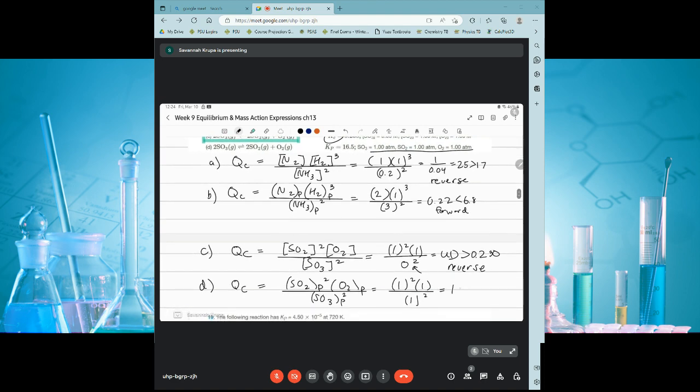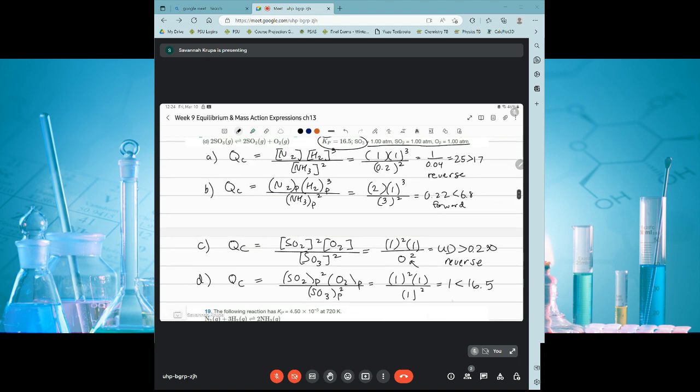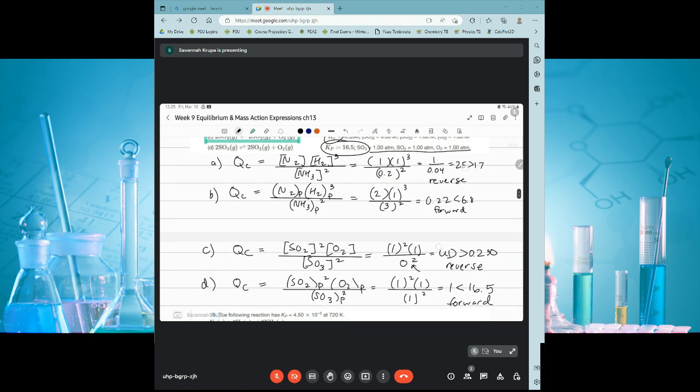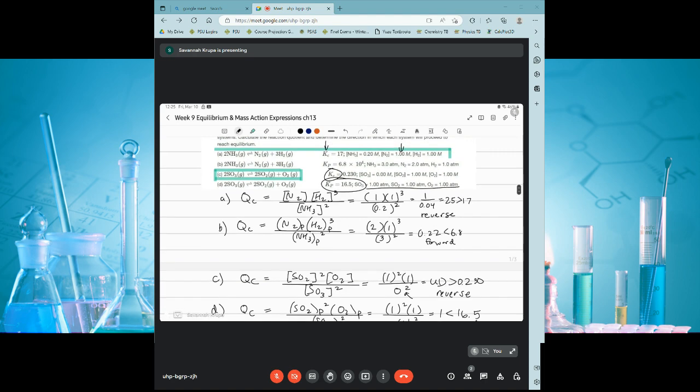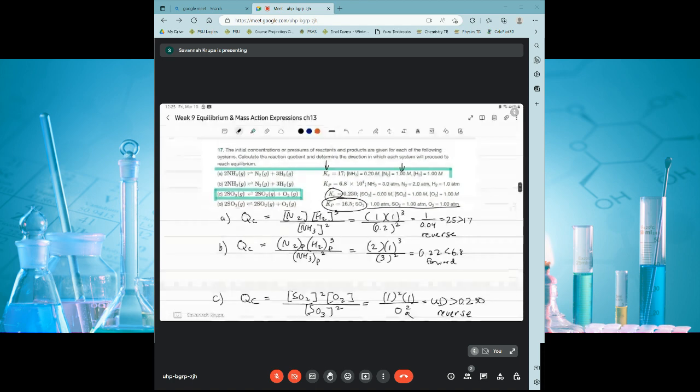And because that is going to be less than the Kp value that it gave us in the problem, which is 16.5, it will act in the forward direction because it's a lot less than what the constant will be. So that is how we write down all of these equations and figure out which way the reactions will be proceeding in equilibrium. So now let's move on to the next problem.